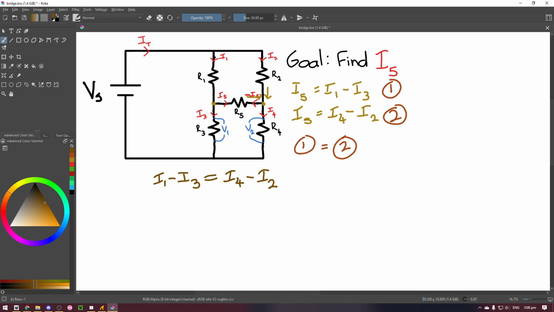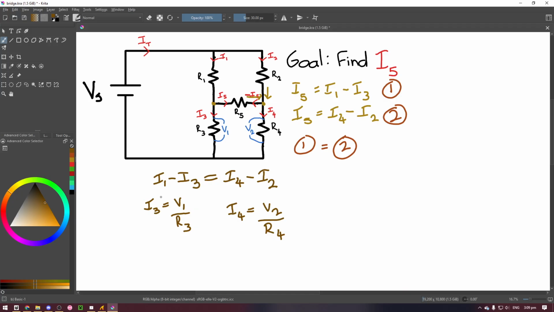Now we can find equations for these currents. I3 is reasonably simple because I've labeled V1. I3 runs through resistor R3, which has a voltage of V1 over it. Using Ohm's law of V equals IR, or I equals V over R, we can say that I3 equals V1 over R3, and we can do this on the other side, saying I4 equals V2 over R4.